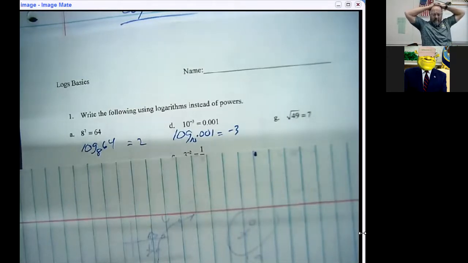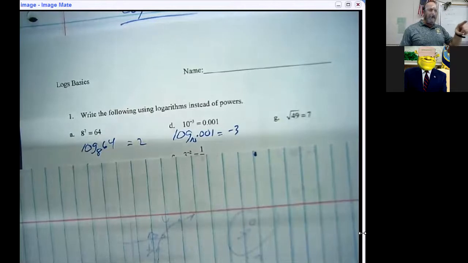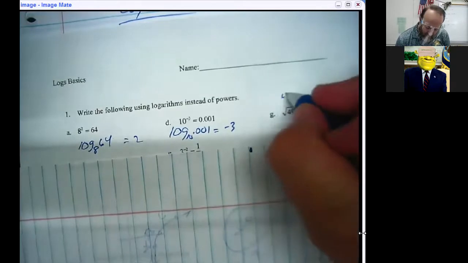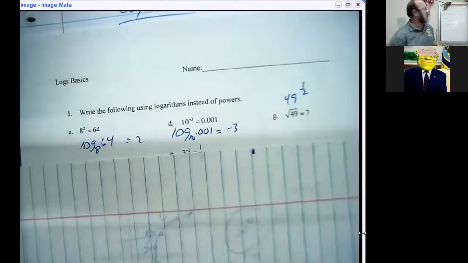Oh, man, I wrote the square root of 49 as 7. That doesn't look like I did anything. Oh, but what's 49 square rooted? We just talked about it a moment ago. That's 49 to the what power? To the 1/2. Ooh, so if that's 49 to the 1/2, can you guys rewrite that as a logarithm?